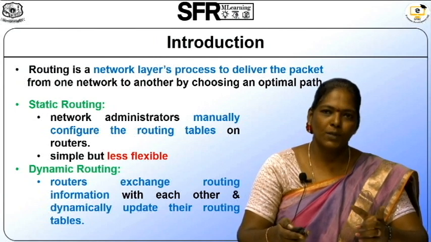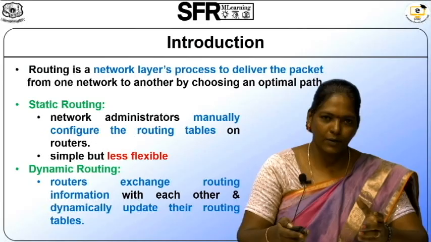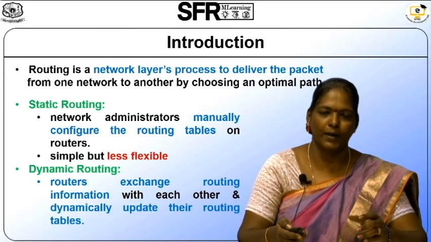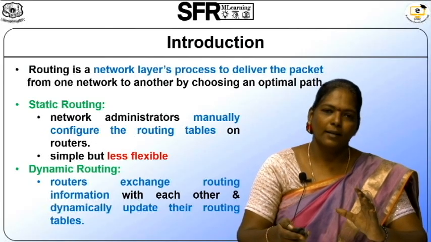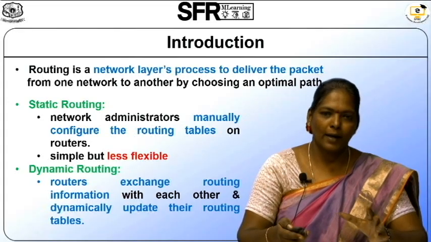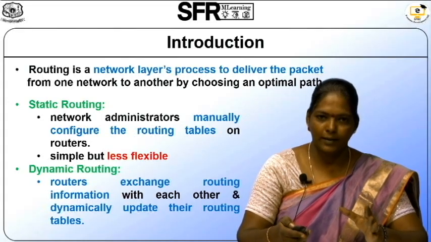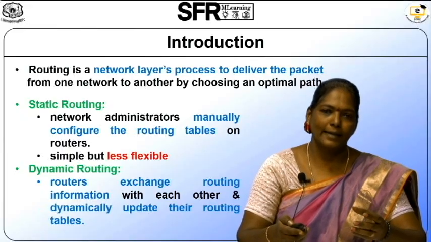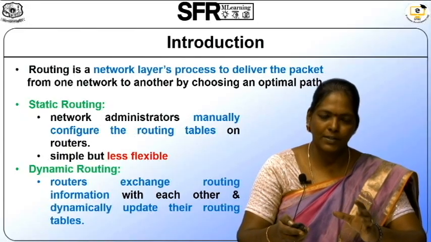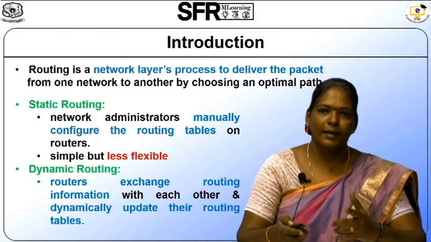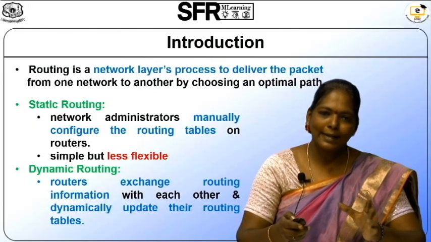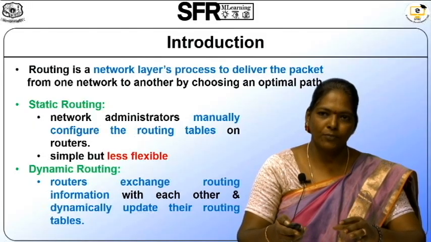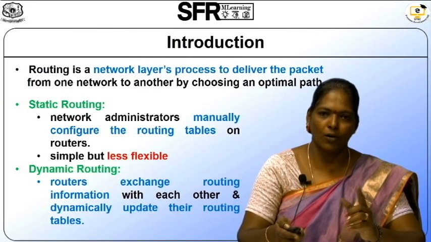There are two types of routing available. One is static routing and the other is dynamic routing. In static routing, the routing table plays the vital role, and it is created manually by the network administrator. But in dynamic routing, the router itself exchanges all the information with its neighbors and dynamically updates its routing table according to the data it is receiving at that time.